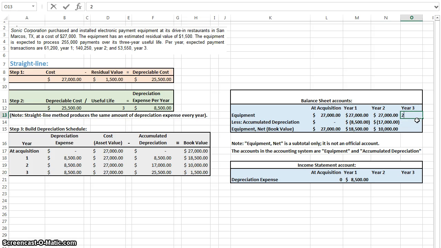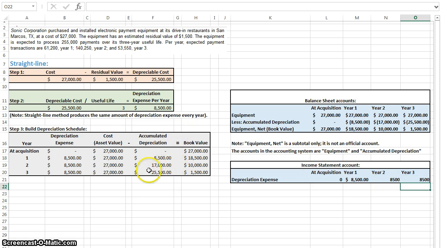And let's go to the balance sheet. $27,000 minus $25,500, my accumulated depreciation, that goes right to the balance sheet, equals a book value of $1,500 for my equipment. Notice what happens here. By the way, my income statement has $8,500 of depreciation expense each year. So let's make a couple notes.